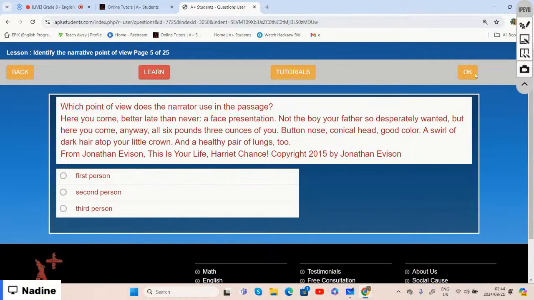All right, the next one says, here you come, better late than never. A face presentation, not the boy your father so desperately wanted, but here you come anyway. All 6 pounds, 3 ounces of you, button nose, conical head, good color, a swirl of dark hair atop your little crown, and a healthy pair of lungs, too. So, is that in the first person, second person, or third person?